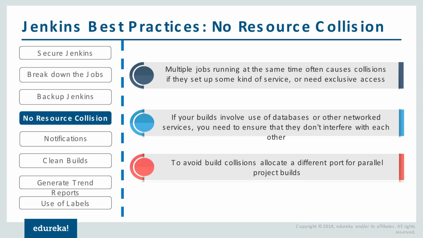You should also make sure that there is no resource collision. Multiple jobs running at the same time often cause collisions if they set up some kind of service or need exclusive access. This is where we make use of distributed builds, and you can have multiple slaves for multiple types of jobs. You can always put different jobs onto different slaves with the help of labels. That is always an option. Also, you can avoid build collisions by allocating a different port for parallel project builds. That is also one of the options.